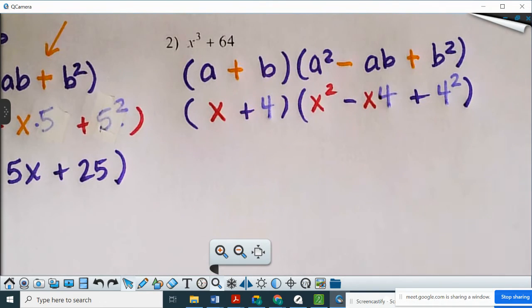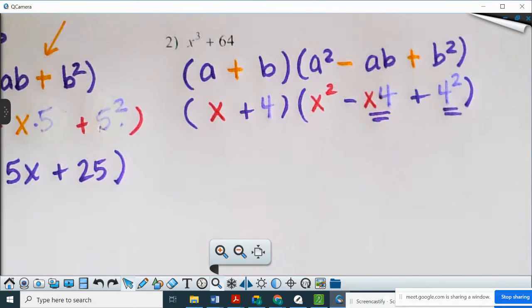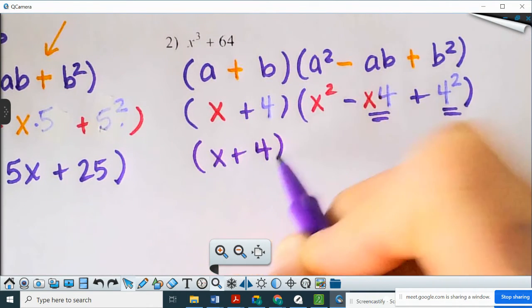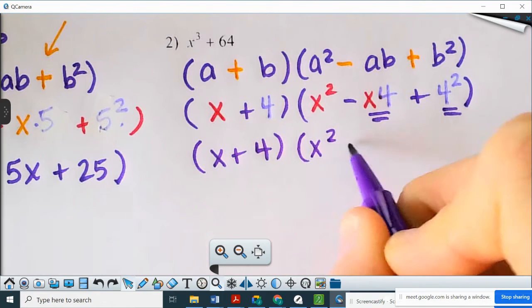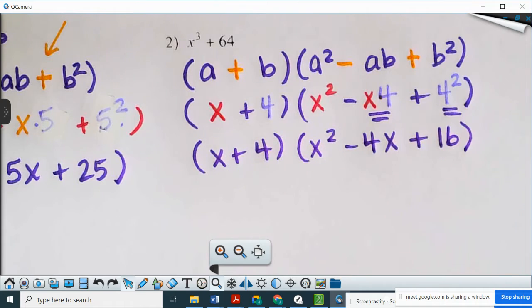Then you just clean up and neaten up. You don't want to leave it like this or necessarily like that, because that's not how they're usually written. That's not the standard form. So x squared minus 4x plus 16. Now you have factored all the way through.